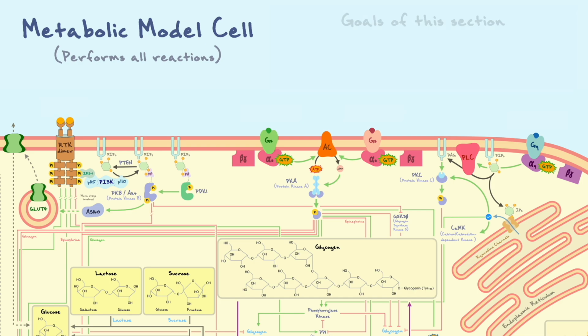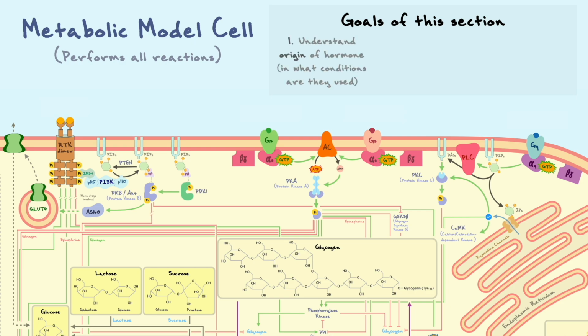As such, there will be three goals to this section. First, understand where the hormones come from and the conditions that promote their release. Then, understand what their enzymatic cascades look like. And finally, understand their global effects on fat and carbohydrate metabolism.